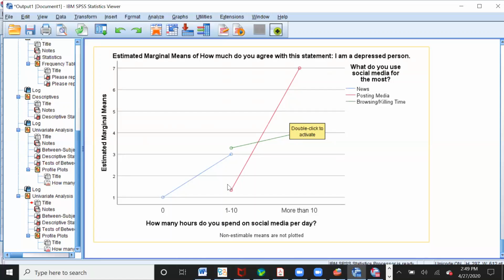Yeah. All right. And not so much for these other people. If they're browsing killing time, it didn't seem to really affect their depression. Okay. Cool. All right.